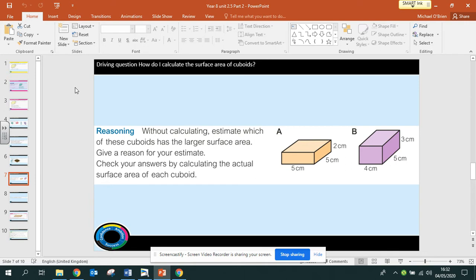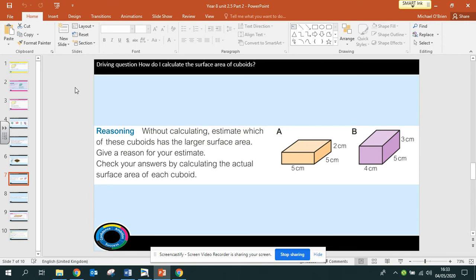Okay, without calculating, estimate which of these cuboids has a larger surface area. Give a reason for your estimate. Check your answers by calculating the actual surface area of each cuboid. This one is totally up to you. I'm not going to write down a reason why for the sizes. That's going to be up for you.